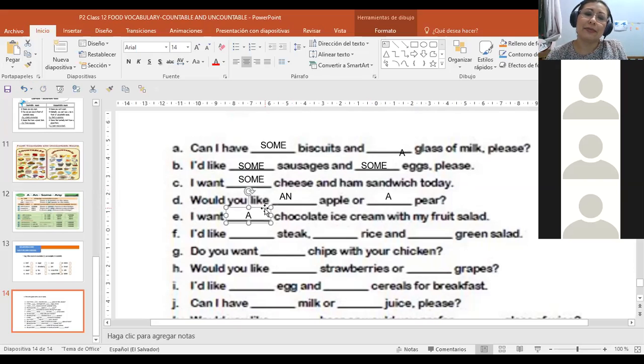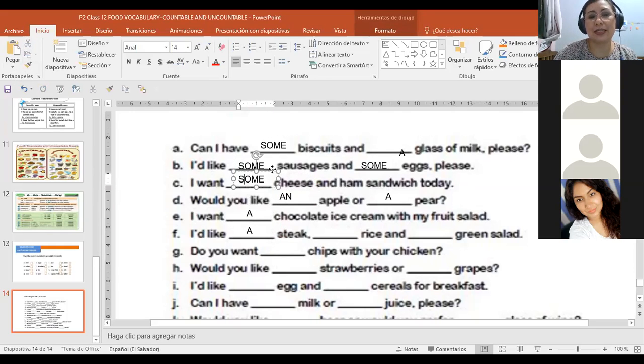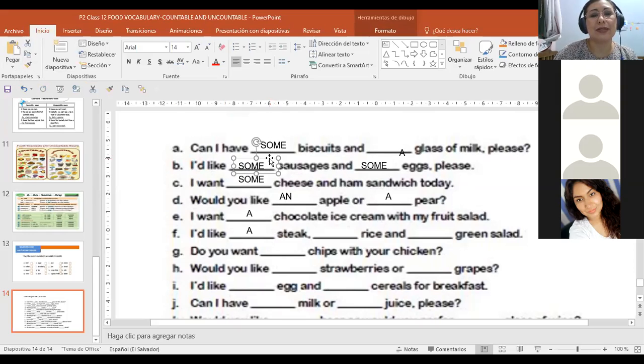I'd like some steak. A steak, in that case. Como ahí sí puedo contar cuánto bistec, ¿verdad? Entonces yo digo a steak. Some rice. Yes, some rice. Very good. Okay, some rice.